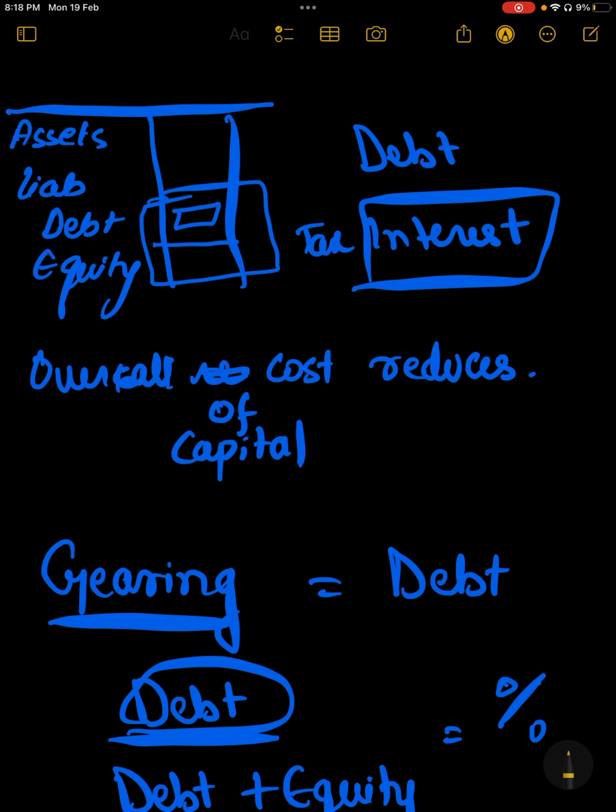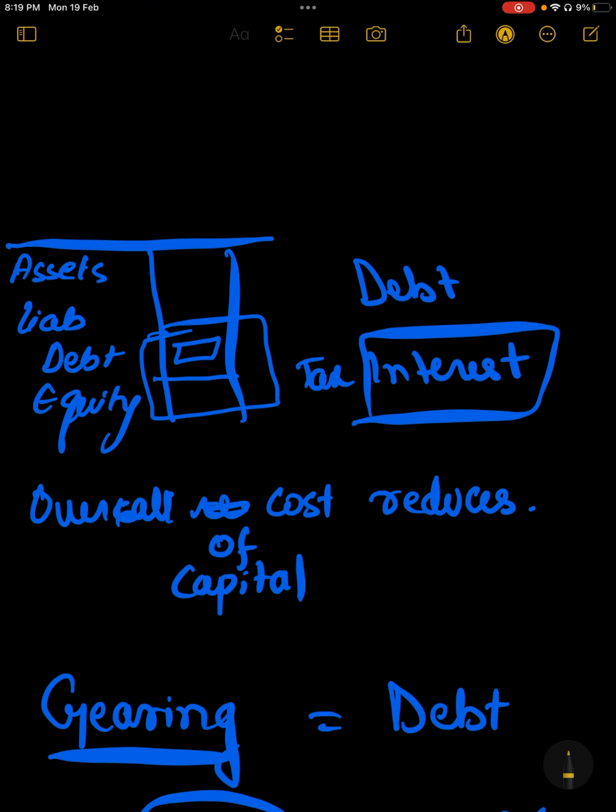Here on the left side, you can see I have provided a small snapshot of a balance sheet. We have assets, we have liabilities, we have debt, we have equity. In the liabilities section, we have equity and reserves, and another term that we have is non-current liability. The third thing that we have in liability is current liability. These are the three things in the liability section of the balance sheet. So when we divide the non-current liability, which is debt, by the non-current liability plus equity, we get the gearing ratio.